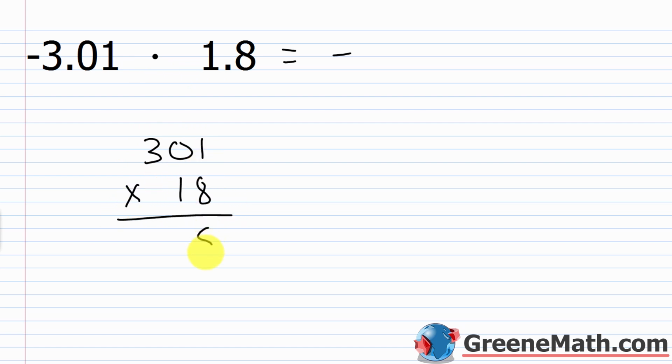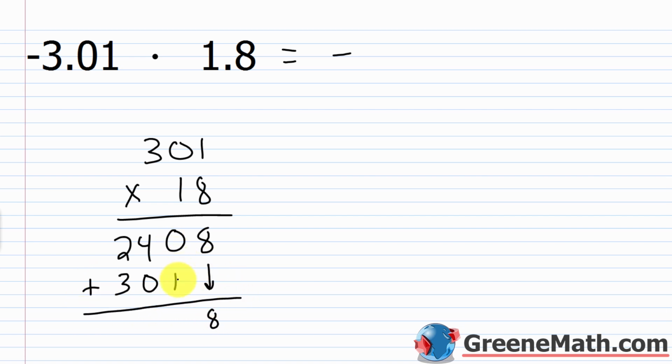So 8 times 1 is 8. 8 times 0 is 0. 8 times 3 is 24. Now we're moving to the left because we're going to the tens place. We're doing 1 times 301. That's 301. So I'm going to write a 1, a 0, and a 3. And now we're going to add. So just bring down this 8. 0 plus 1 is 1. 4 plus 0 is 4. 2 plus 3 is 5. So I get 5,418. And again, this is not my answer.